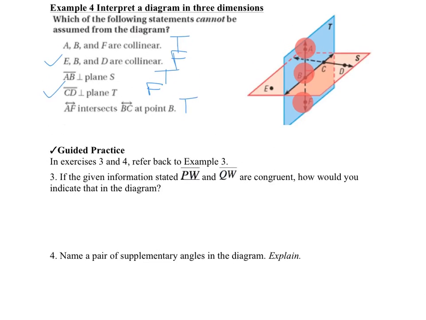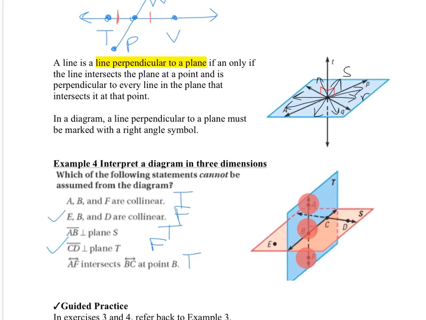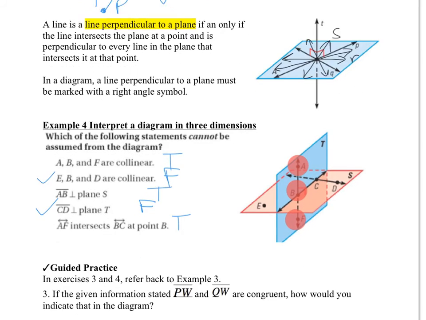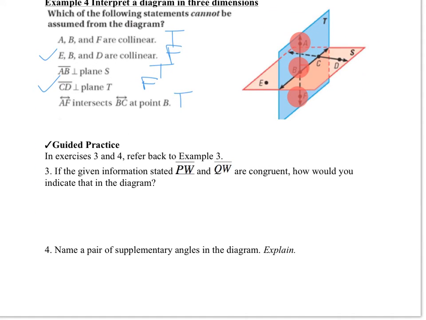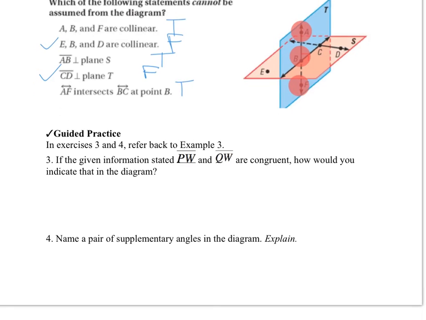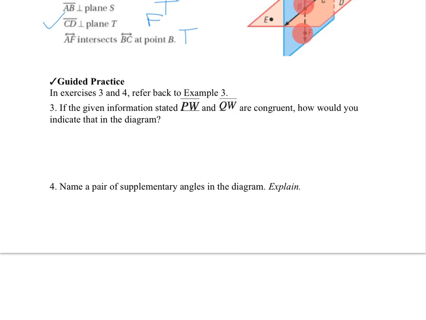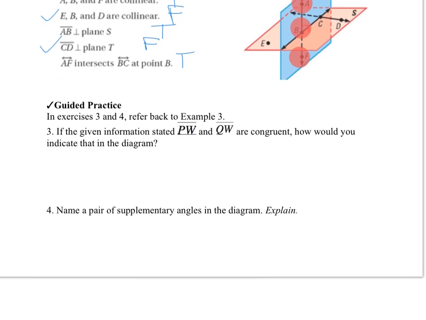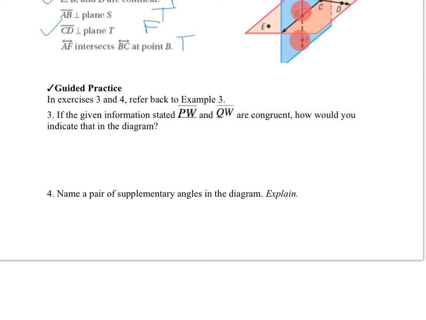Okay, so we're going to refer back to this example up here that we drew. And it says, if the given information stated that segment PW and QW are congruent, how would you indicate that in the diagram? Okay, so you might want to just redraw that diagram first and then show the indication. And then in number 4, name a pair of supplementary angles in that diagram that you've drawn in 3. So pause the video and try those.